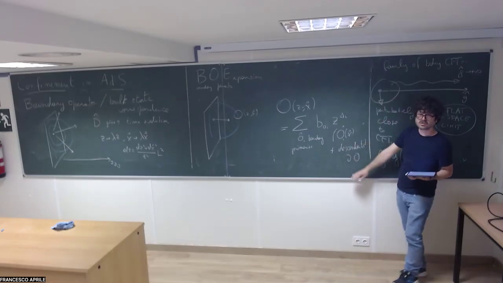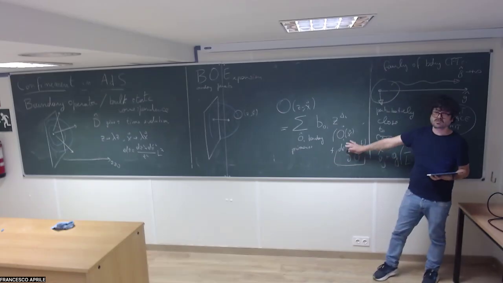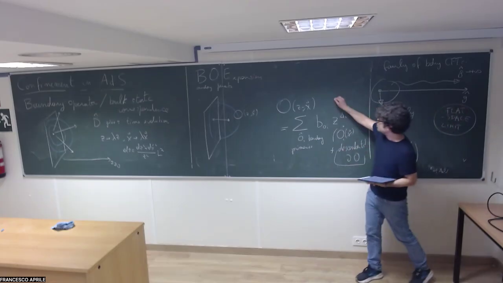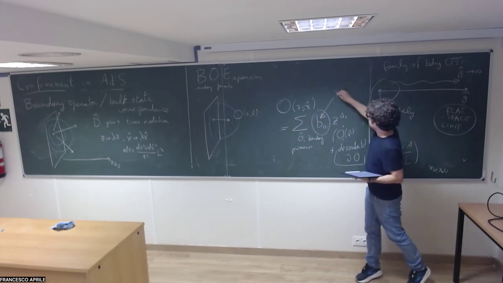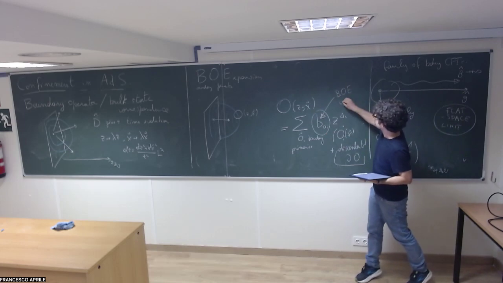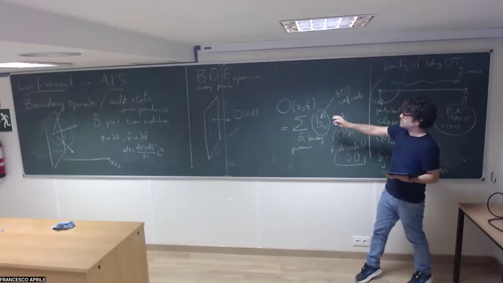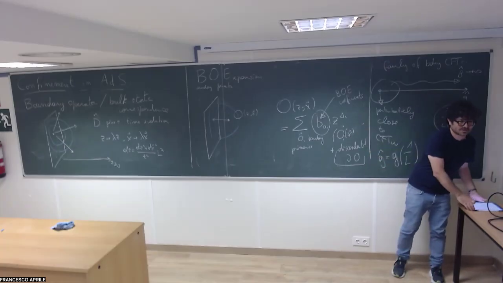There is an infinite sum over descendants, but this full sum over descendants is completely fixed by the symmetry of the problem. So it's boring in a sense; it's fixed by the symmetry. The only non-trivial bit is these coefficients, which are called BOE coefficients. For those of you who know boundary conformal field theory, it is all the same as in boundary conformal field theory, but it works also in this case.